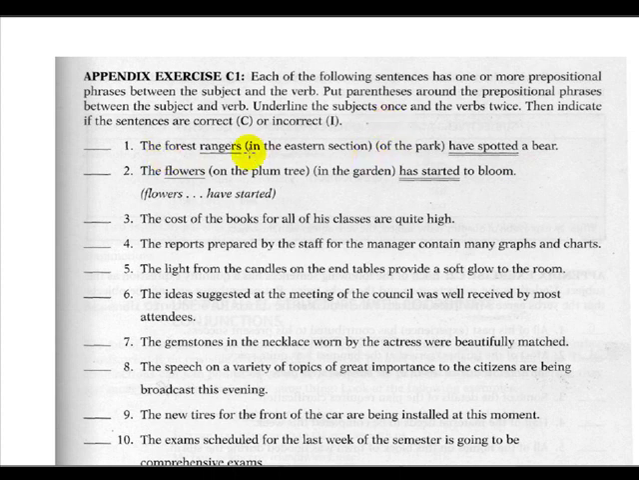The forest rangers in the eastern section of the park, these are two prepositional phrases, have spotted a bear. Well, that would be correct since rangers is plural and the verb is plural. So, as they've indicated here, rangers is underlined, the subject. We have little bars around the prepositional phrases and then a double line under the verb.